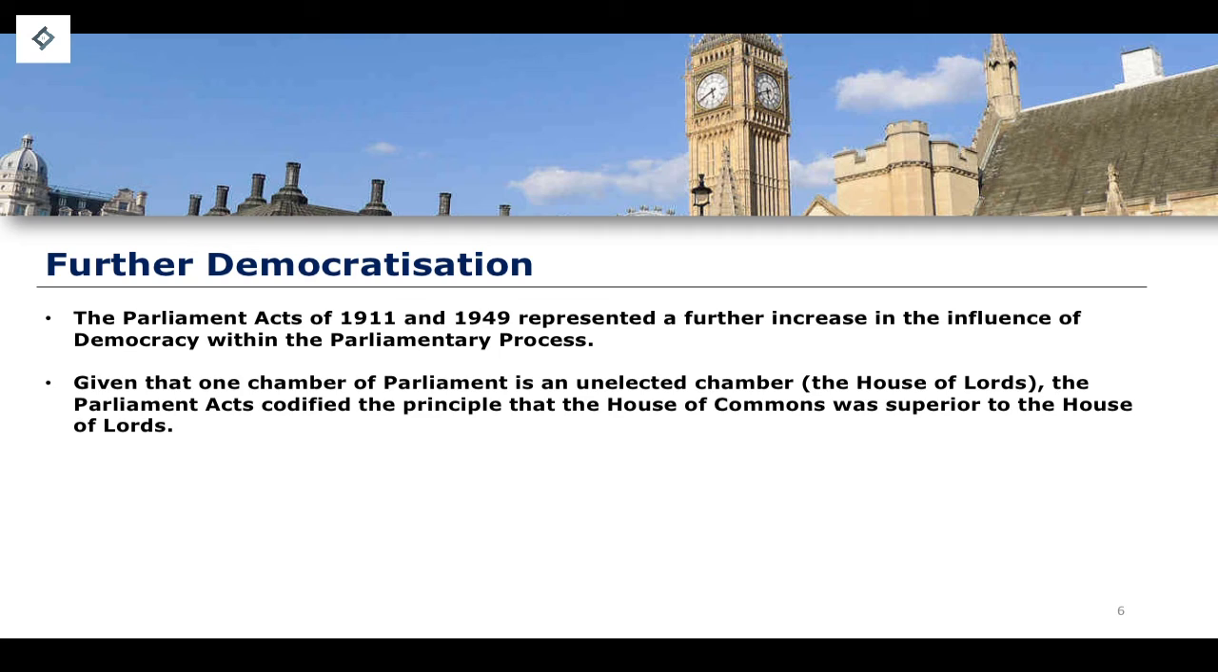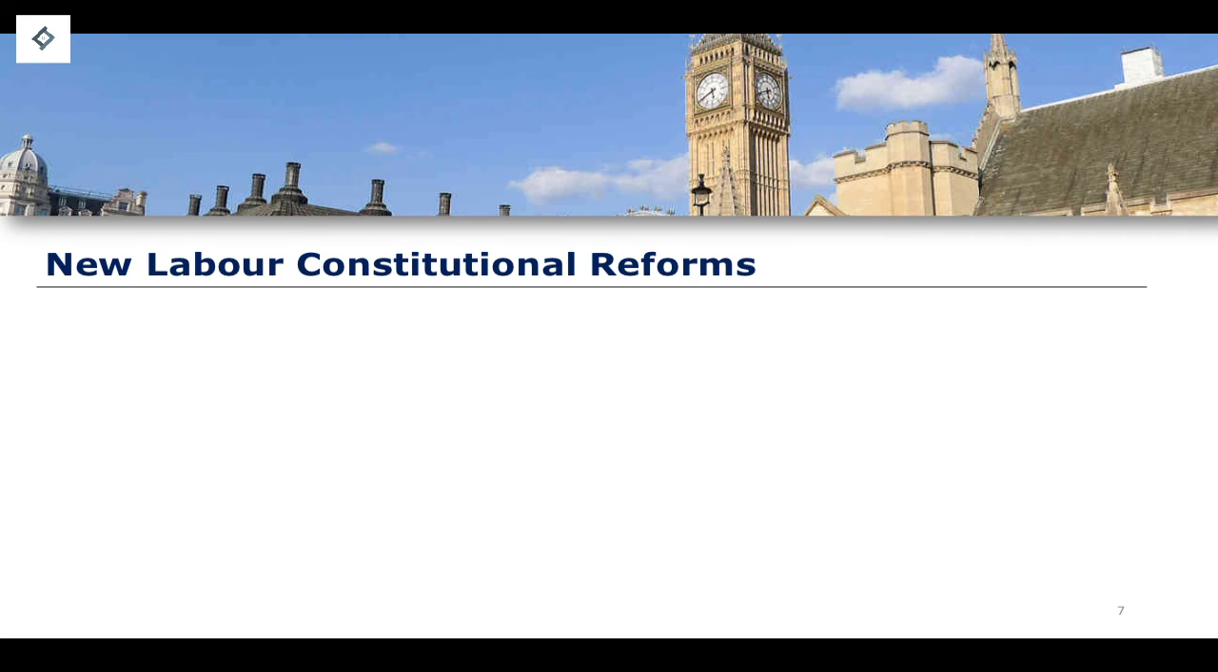And this is also done through constitutional convention, so things like the Salisbury Convention add to this as well. But essentially it codifies the principle that the House of Commons, because of its democratic legitimacy, because of the fact that it is accountable to the people, because of the fact that it is not appointed, it is elected, is now superior to the House of Lords. And this superiority exists and continues to exist in Parliament to this day.